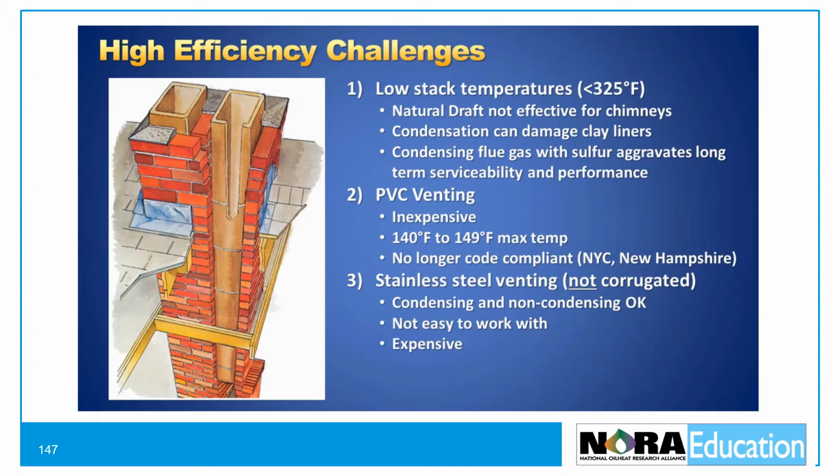PVC is possibly an option as it is corrosion resistant and inexpensive, although it has a maximum operating temperature of 140 to 149 degrees. It's also no longer code compliant for condensing boilers in several jurisdictions. Boilers typically operate at 160 to 180 degrees, making hot water. Another option is single-wall stainless steel venting, which is compatible with temperatures and conditions suitable for non-condensing and condensing boilers, although stainless steel is not as easy to work with and it's more expensive than PVC.